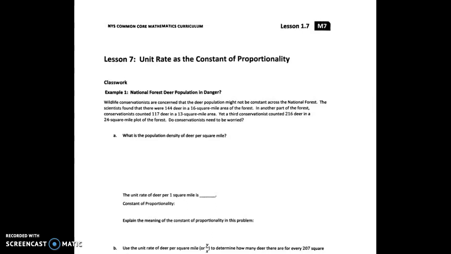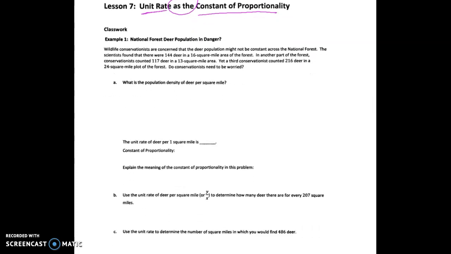In lesson 7, we're going to be talking about unit rate and constant proportionality again, but we're talking about them as being the same thing. So really, we're just changing how we talk about things we've already talked about and learned so far this year.